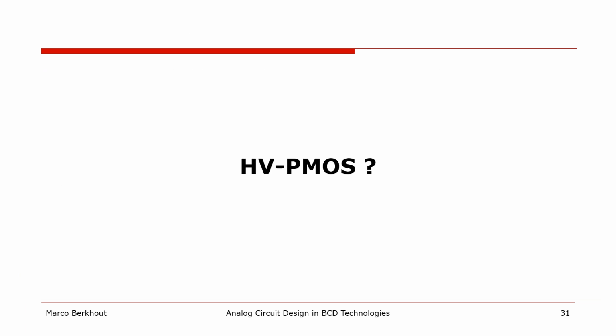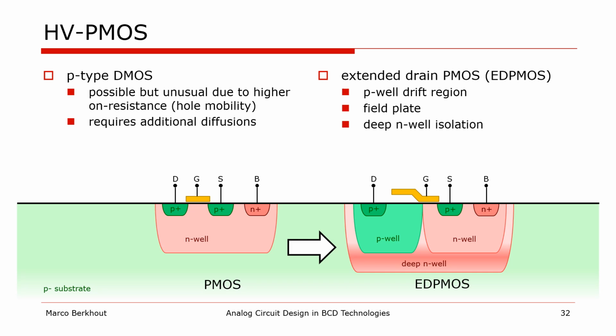You may have noticed that the DMOS device that was presented is an NMOS type. So a straightforward question is, what about high voltage PMOS? In principle, it is possible to make a p-type DMOS, but this is unusual because p-type devices have a higher on-state resistance due to the lower mobility of holes compared to electrons, and this makes them more expensive. You basically need a bigger device to get the same on resistance. And on top of that, you would need additional diffusions to make a p-type DMOS, which also adds to the cost.